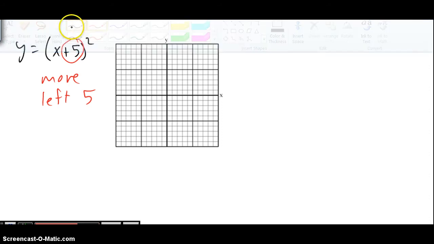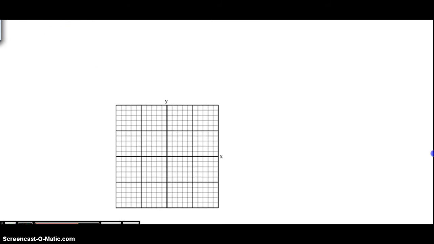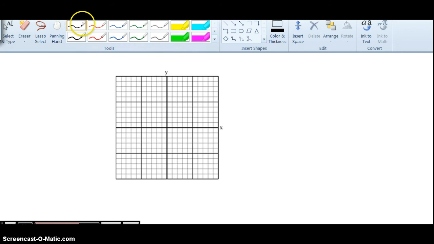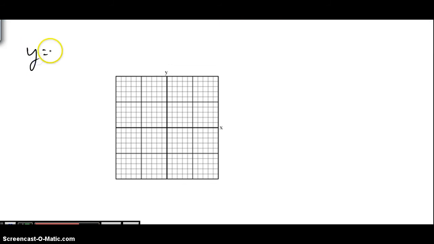So in fact, if it's inside the parentheses and squared, it's the opposite of what you think. Plus means move left 5. And then from there, it looks like that. Okay? So, with that in mind, I want you to try to figure out, what do you think y equals x minus 1 squared plus 3 would be?